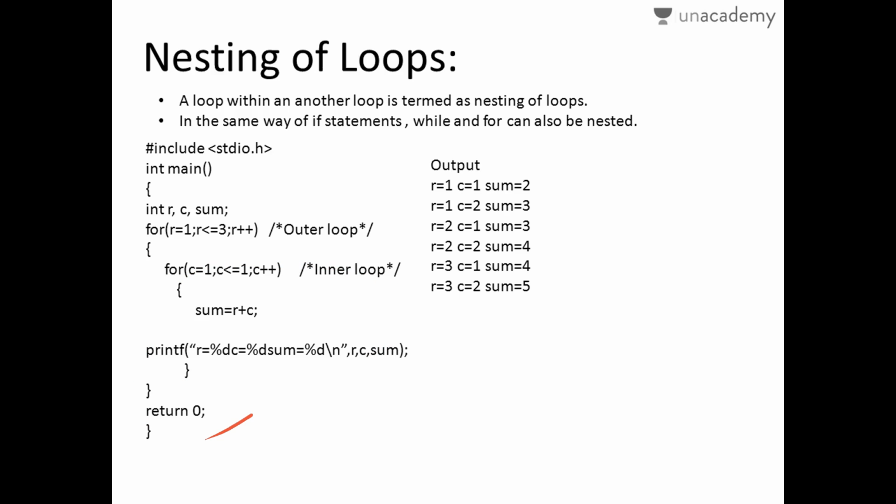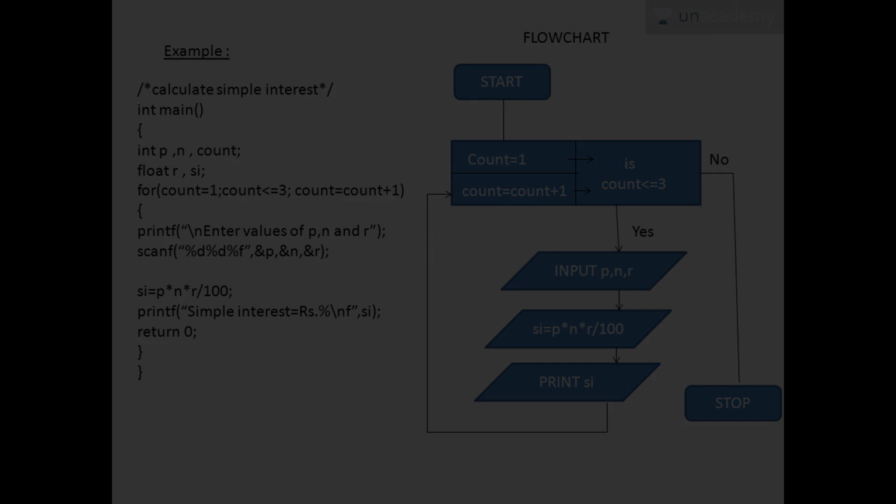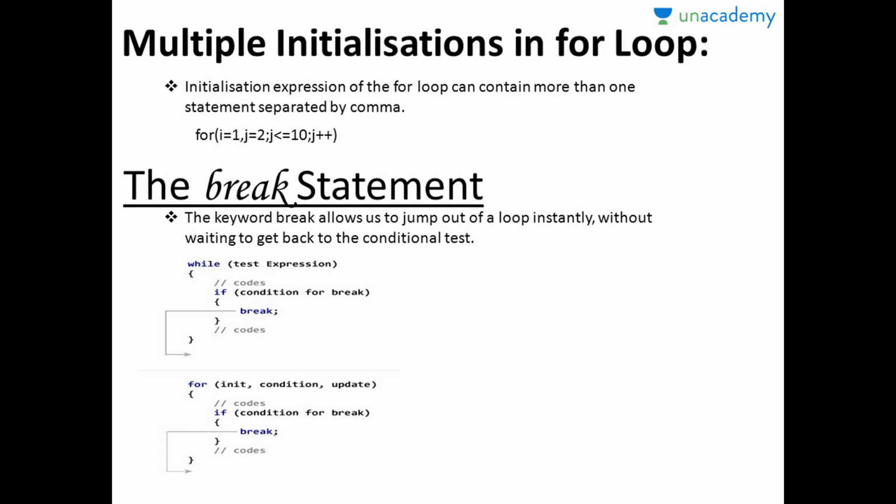As I said, the output can be R = 1, C = 1, then 1 and 2, because first the inner loop is executed, the R value will be the same, C becomes 1, and then sum becomes 2, because incrementation always happens, and because this is R plus C. The same procedure is done till the condition becomes false, that is C less than or equal to 1.